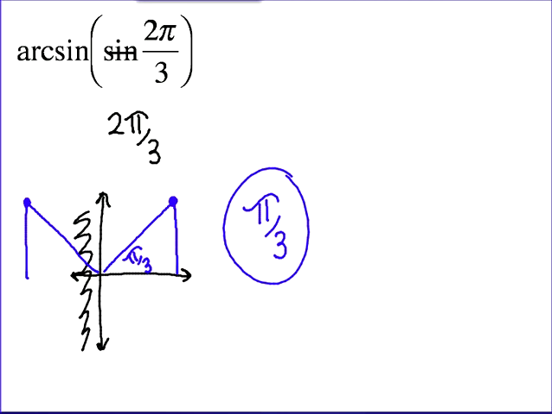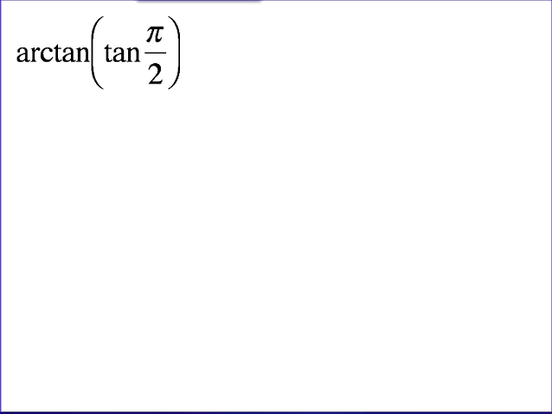Okay, the next one actually I think is a little easier. Arctangent of tangent of pi over 2. Think about what we just talked about. What do you think your answer is going to be? Inverse tangent and tangent, they cancel each other out, right? So then that leaves me with pi over 2.